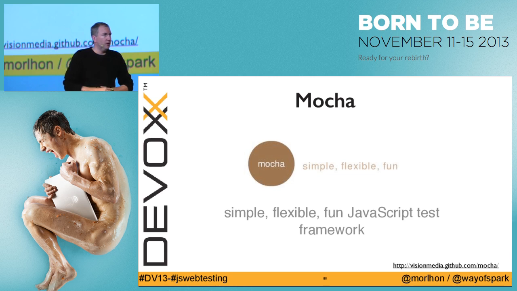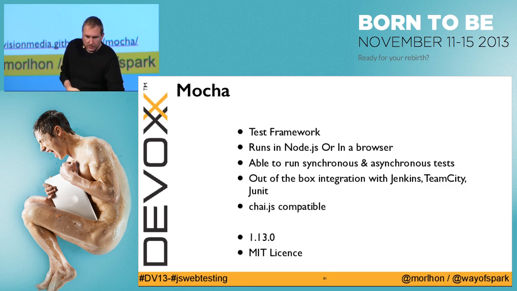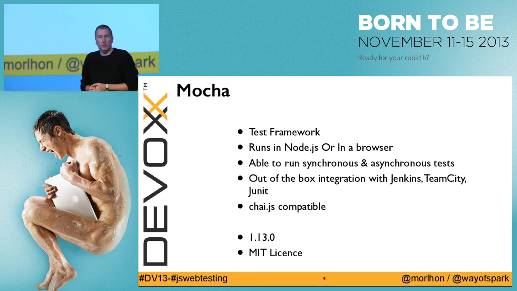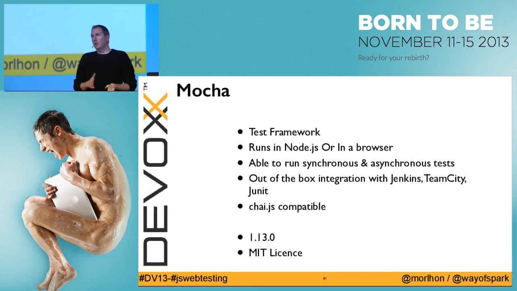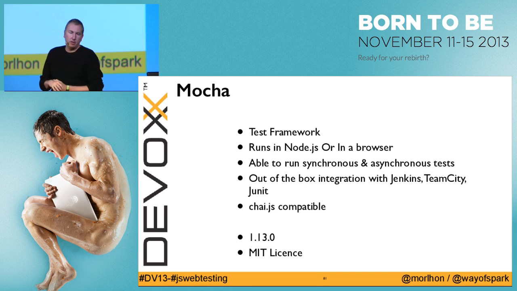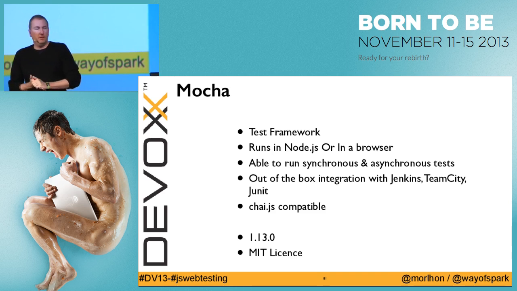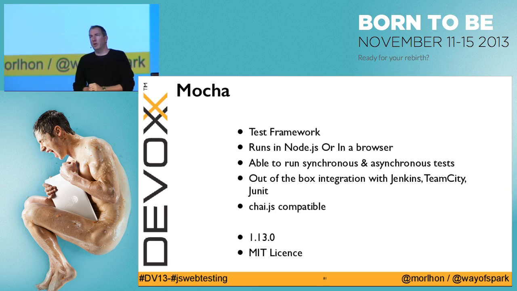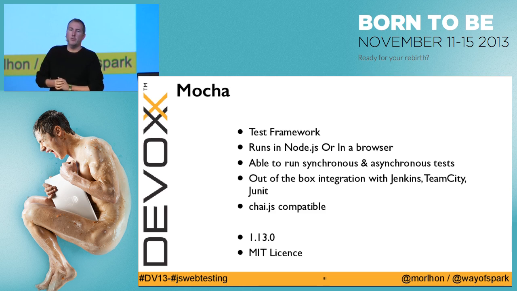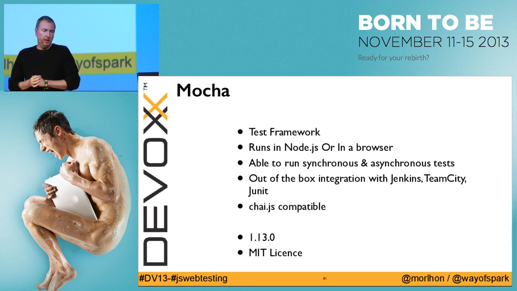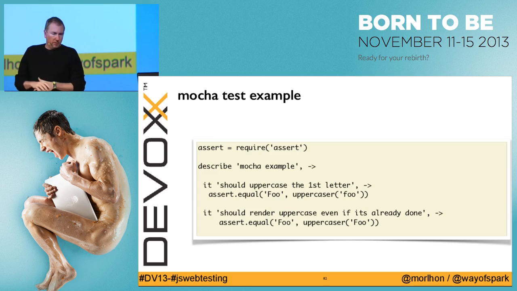Mocha. Mocha is a favorite of mine. It's actually a test runner, but it's only going to run tests for unit testing, right? It's a test framework. It runs on Node, and you can load it up in a browser. It's able to run both synchronous and asynchronous tests. And there is out-of-the-box integration for a major Java CI system. So you're on common ground here. And it's compatible with chai.js, which is an assertion library. We'll talk about this a few slides later. And it's quite mature. I think now it's 1.14, but anyway.